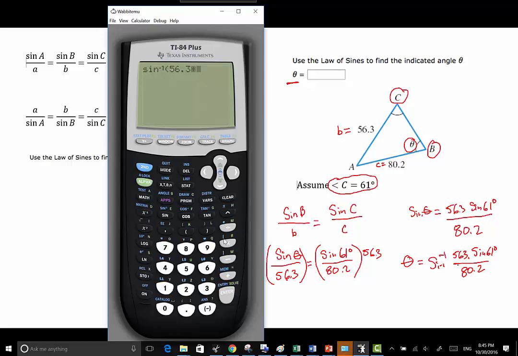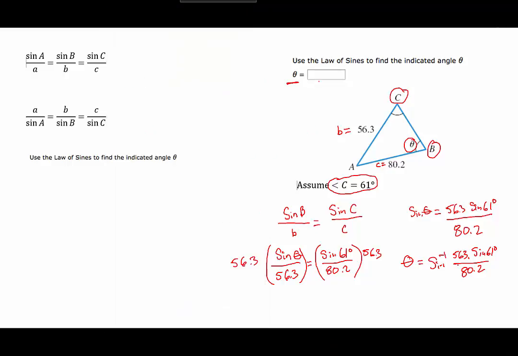56.3 times the sine of 61 divided by 80.2, close that parenthesis, and hit enter. And we'll get a value of 37.9 degrees for theta. So theta will be 37.9 degrees.